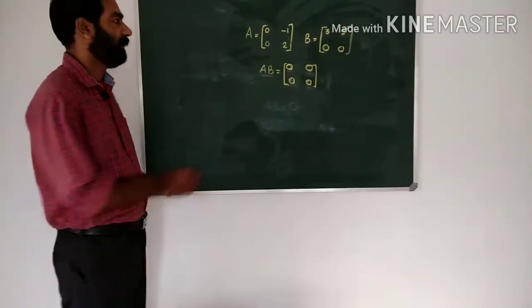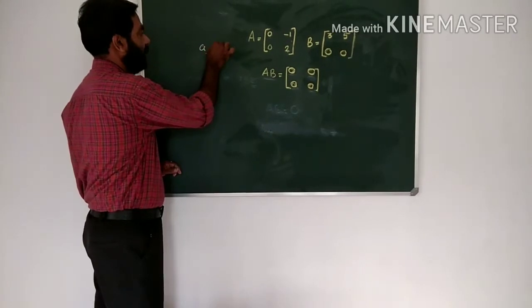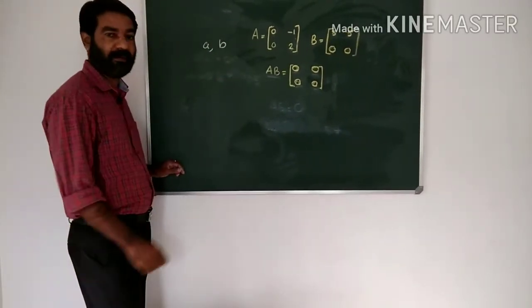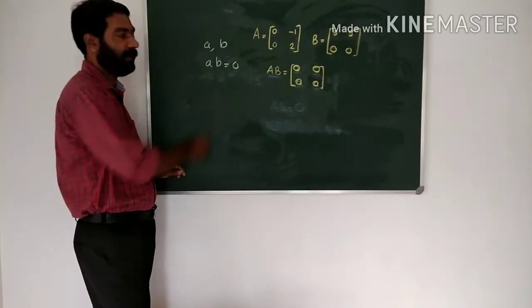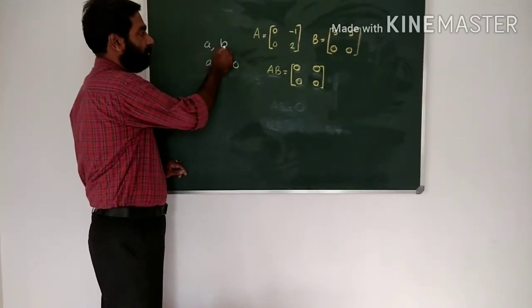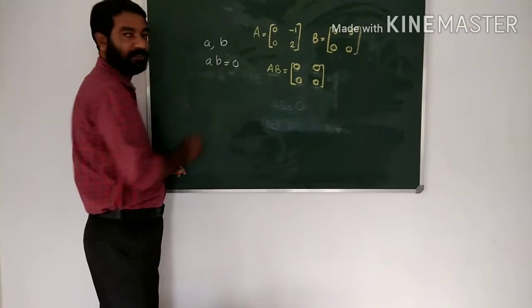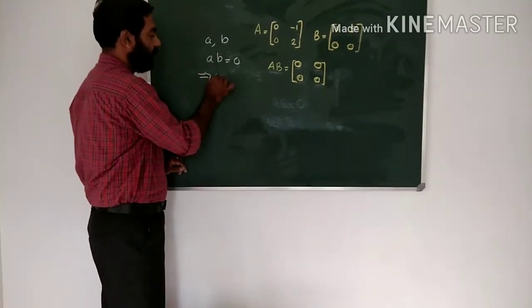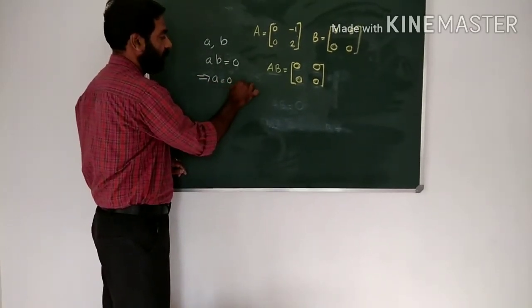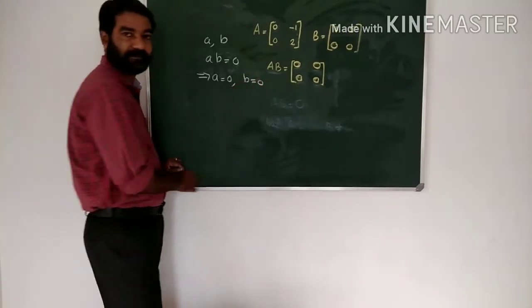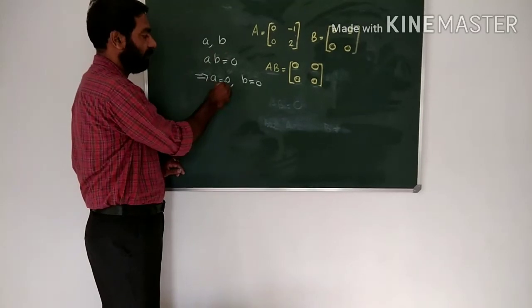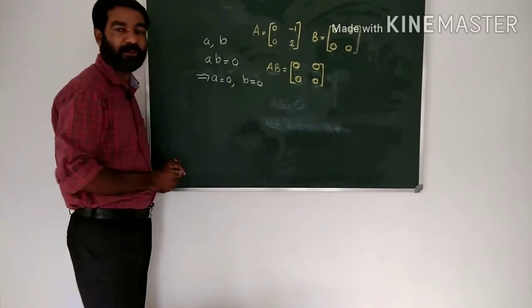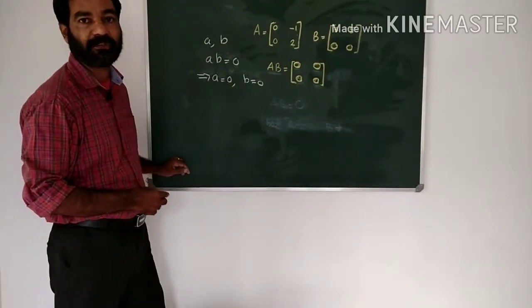Consider two real numbers A and B such that A into B is equal to 0. That implies either A is equal to 0 or B is equal to 0. If A into B is equal to 0, it is sure that either A is 0 or B is 0, or both A and B are 0.